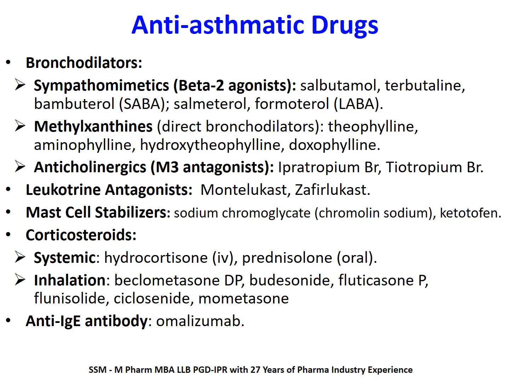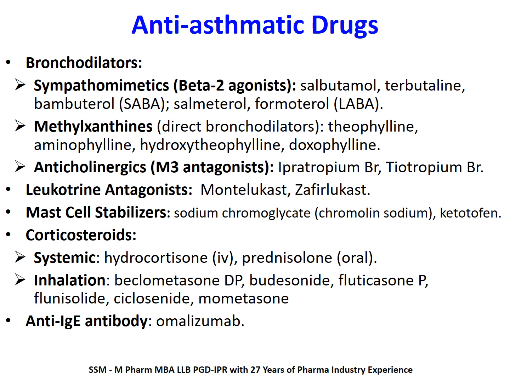Second category in bronchodilators are methylxanthines, which have direct bronchodilator action. This includes theophylline, aminophylline, hydroxyetheophylline, and doxophylline. Third category of bronchodilators include anticholinergics, which are muscarinic M3 antagonists, and these include ipratropium bromide and tiotropium bromide.